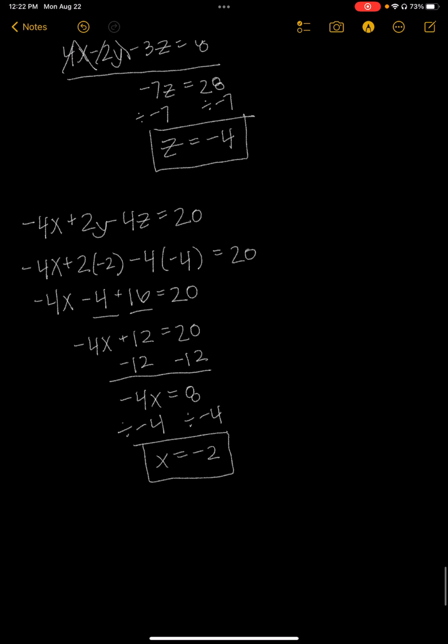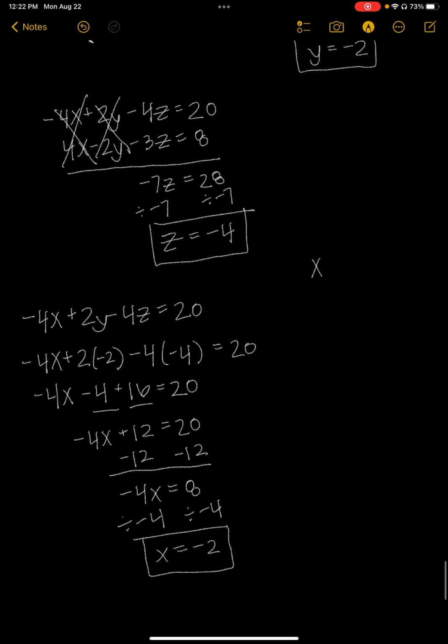All right, so now we have three answers. Let's just write them all down. We get x equals -2, y equals -2, and z equals -4. Awesome. Okay, let's just go through one more quick example.